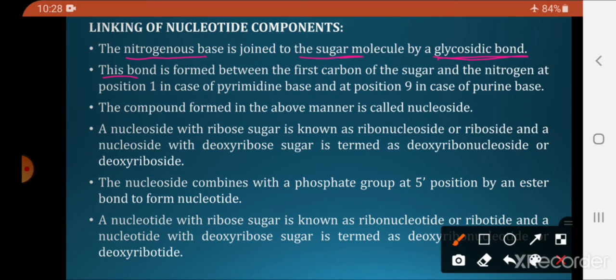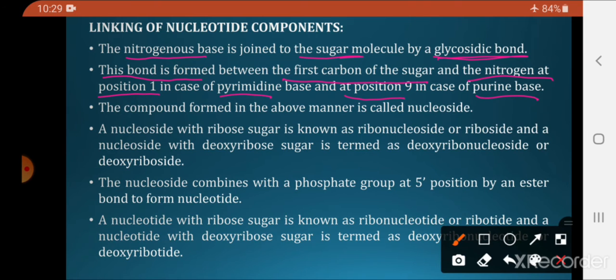Okay. Now ये bond बनता किसके बीच में है? So this bond is formed between the first carbon of the sugar and the nitrogen at position 1 in case of pyrimidine and at position 9 in case of purine. Okay. What is the first step? Binding of the sugar with nitrogenous base. Okay. By which bond? Glycosidic bond.